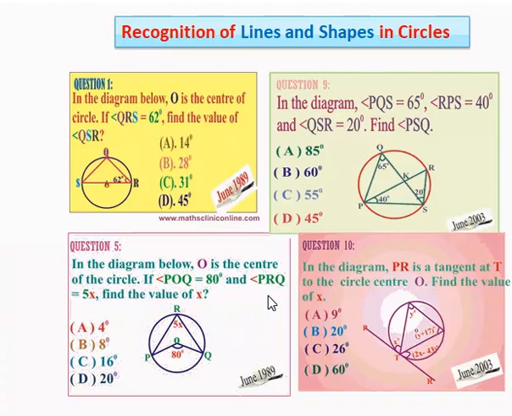So now look at this one here. This is unique. Look at the diagram. Very unique. Very, very simple. The question is very simple, if you know the name of this, PTR. What is the name of that line? PTR. What is the name of PTR? A tangent. Beautiful. A tangent.